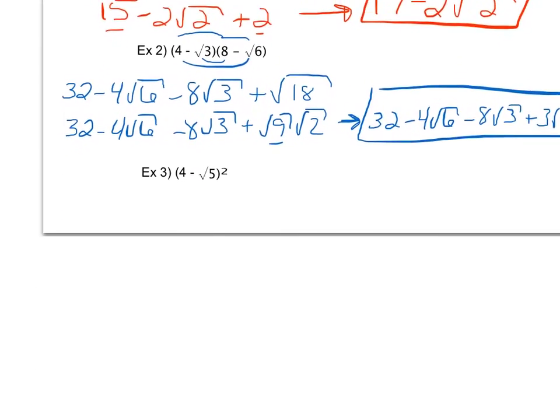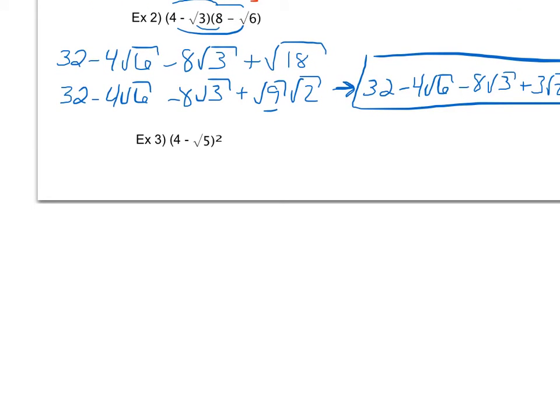Looking at a final example with multiplication here, I need to recognize that when I am squaring and there's adding or subtracting involved, I cannot distribute the square in. I can only distribute exponents if it's multiplication or division. So instead I need to take the definition of squaring, which tells me to multiply it by itself.